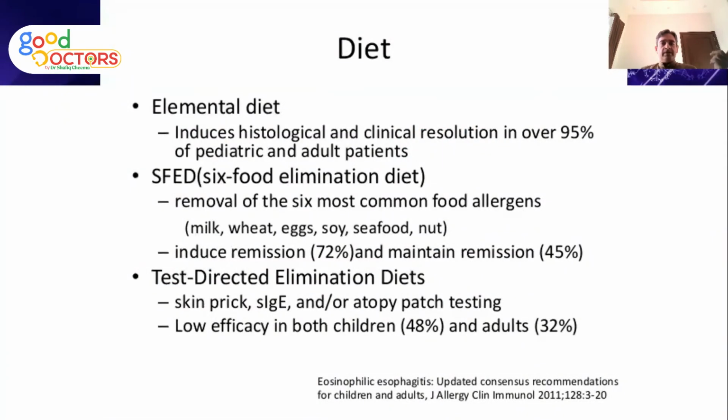What about diet? Now, in diet, we have got three manifestations. One is elemental diet, the other is 6-food elimination diet, and the third is test-directed elimination diet. Now, elemental diet is basically something which has shown the best results, and in over 95% of the patients, there is resolution of symptoms. The difficulty with this is to continue this sort of diet for a longer time, for years. That is practically impossible. So another option is 6-food elimination diet.